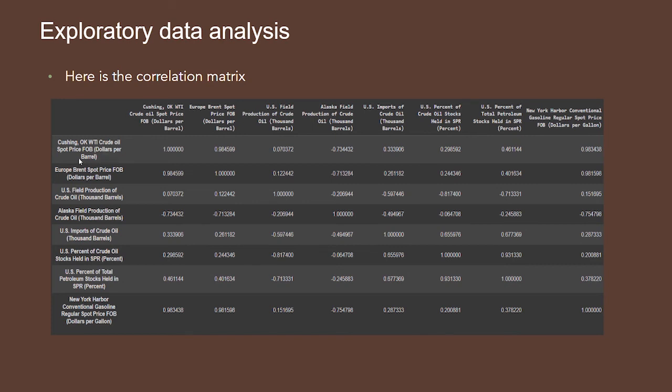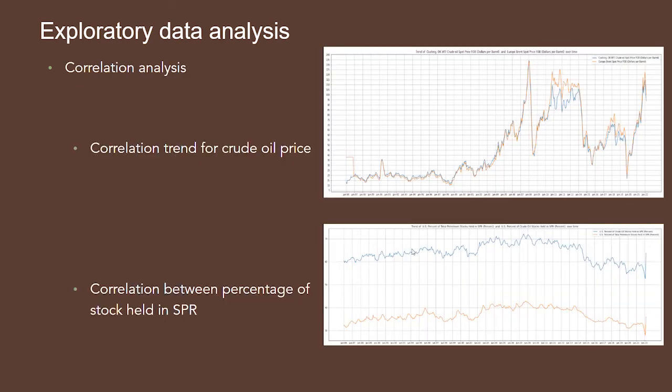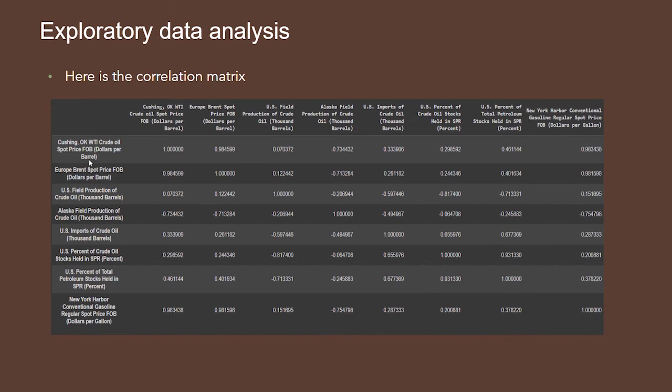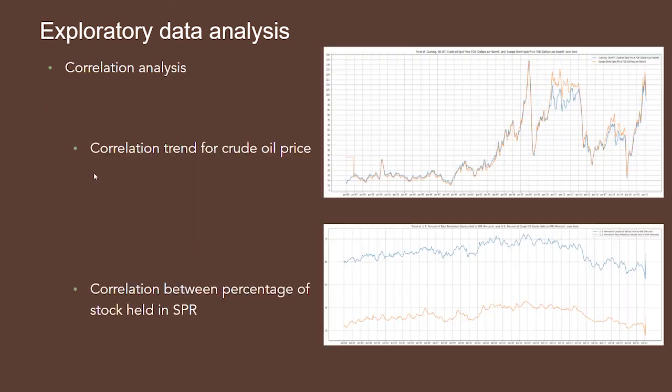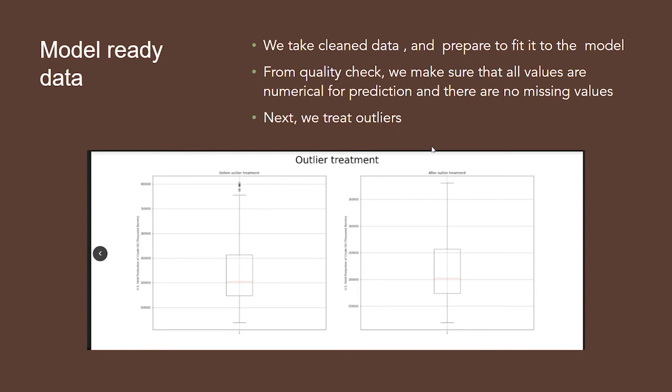As you can see over here, that correlation matrix suggested a strong correlation between Cushing OK WTI crude oil spot price and Europe Brent spot price, so we have plotted that correlation trend for crude oil price. Here is this first graph, and similarly we have plotted the percentage of stock held in SPR over here. These 2 predictors also showed strong correlation among them.